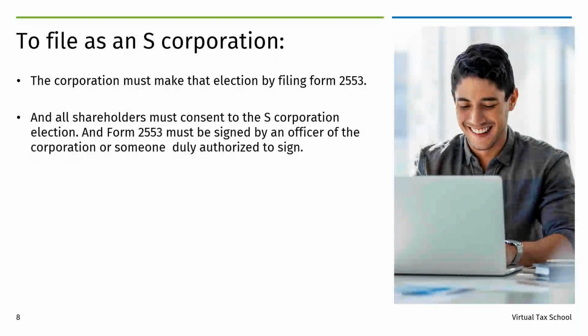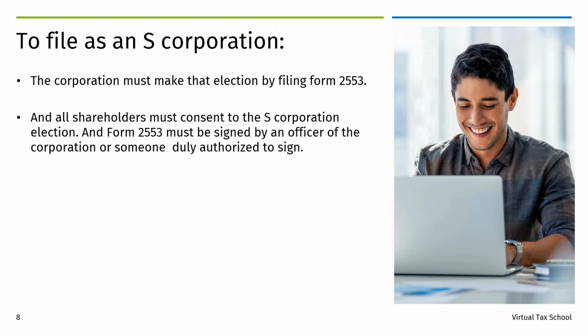All right, so before a corporation can file as an S corporation, they must make that election by filing Form 2553, and all shareholders must consent to making the election. So, Lance, I do have a question here. If a corporation meets the requirements to elect to file as an S corporation, of course, they file on Form 1120S. Are corporations, and you kind of covered this a little bit earlier, the only type of entity that can elect to file on that form?